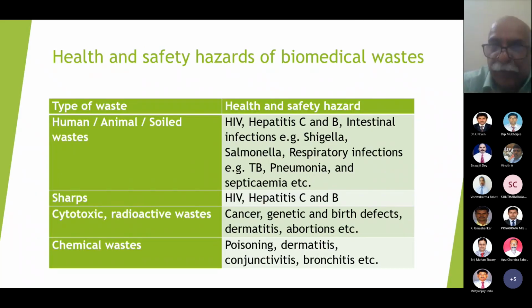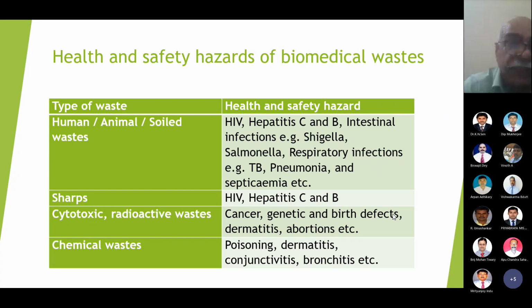So why are we talking about these types of waste? All these wastes have the potential for causing health and safety risks, and different types of waste have different types of risks. For example, human, animal, and soil wastes, which are infectious wastes, have the potential to cause HIV infections, hepatitis C and B infections, intestinal infections like Shigella and Salmonella. Salmonella causes typhoid. Then respiratory infections like tuberculosis, pneumonia, and even septicemia. These can be caused among those who are handling them as well as those involved in their disposal. Then sharps, as I said, have the highest risk of causing hepatitis C and B, and also HIV infections among the persons handling those sharps.